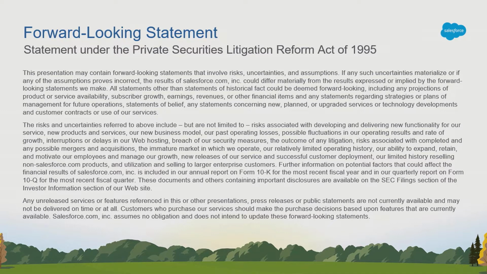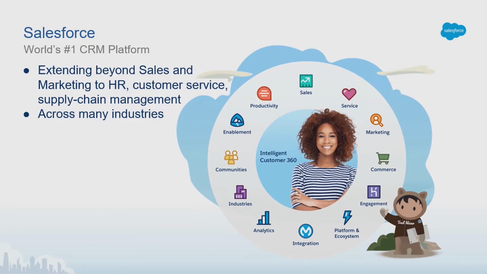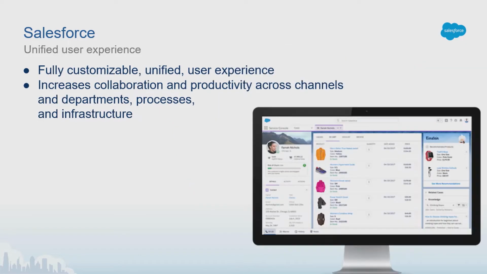Basically, this says to try before you buy and make sure that all the capabilities you're looking for in the product are actually released and available, and they work. Salesforce, world's #1 CRM. Well, you know that it is now extending beyond sales into HR, manufacturing. Every time it's being used in many different ways in different organizations. And why? Because of its ability to provide these unified user experiences, fully customizable.